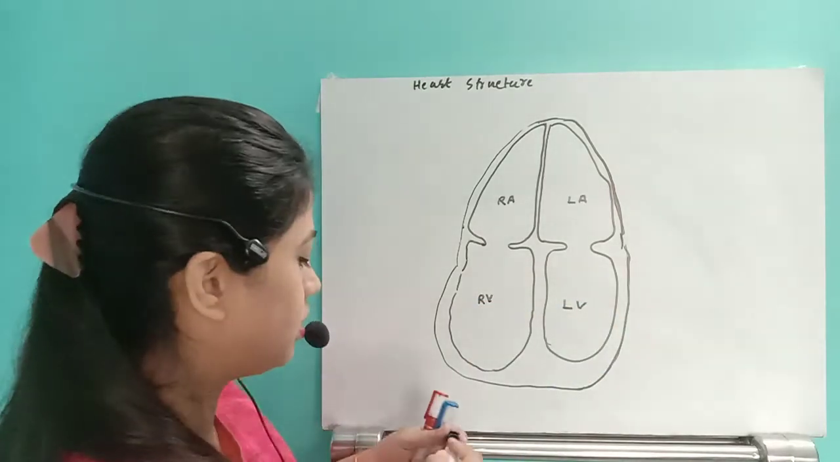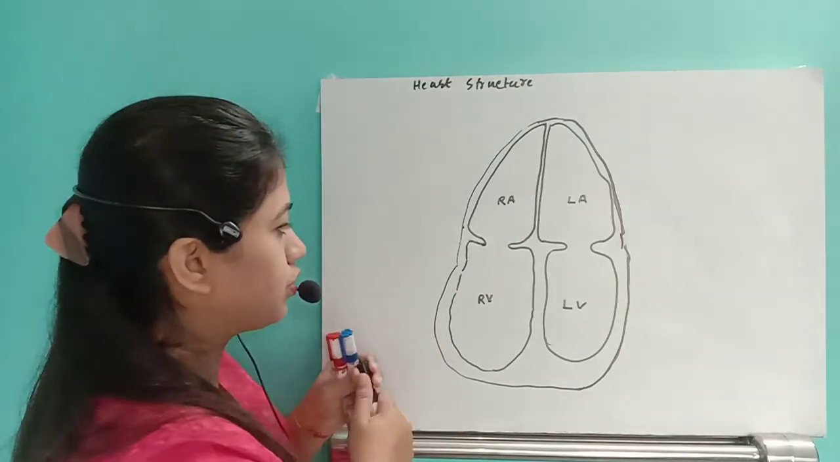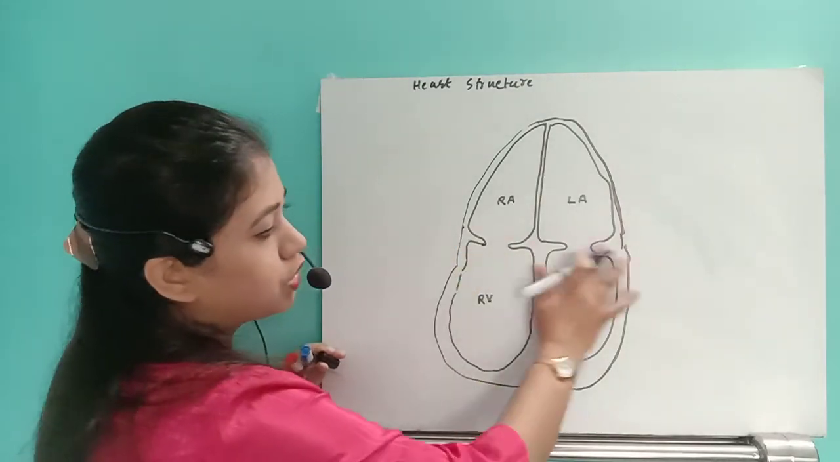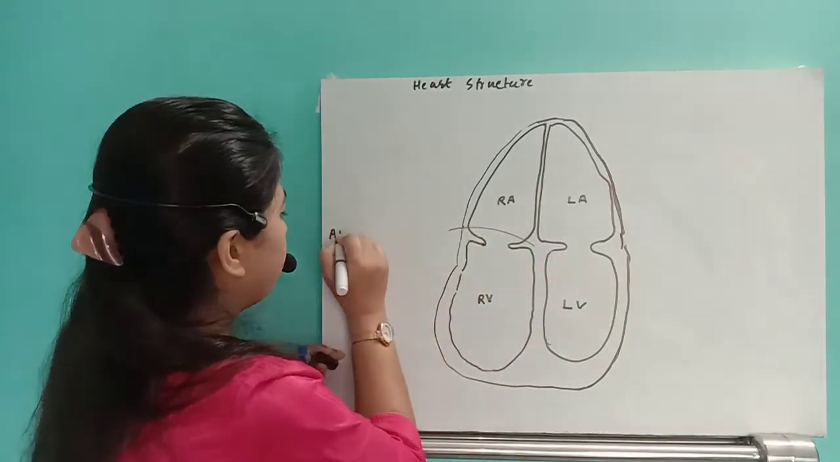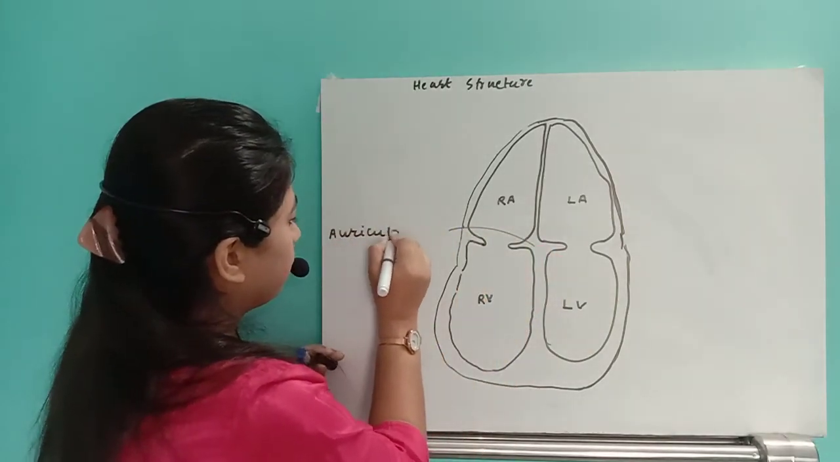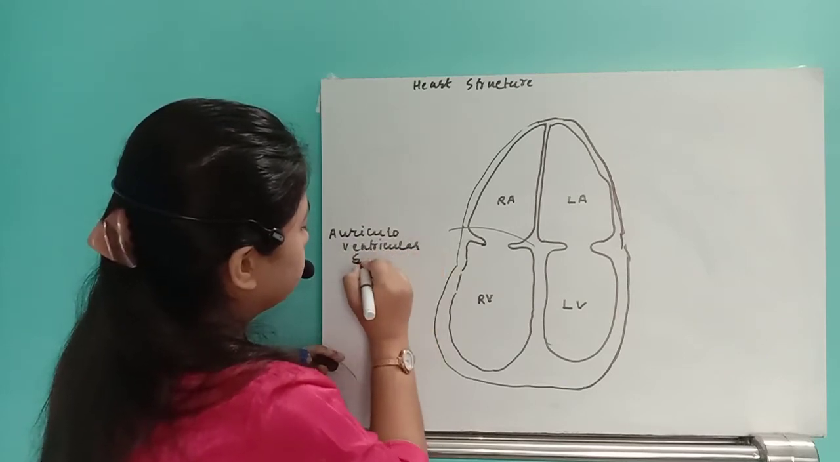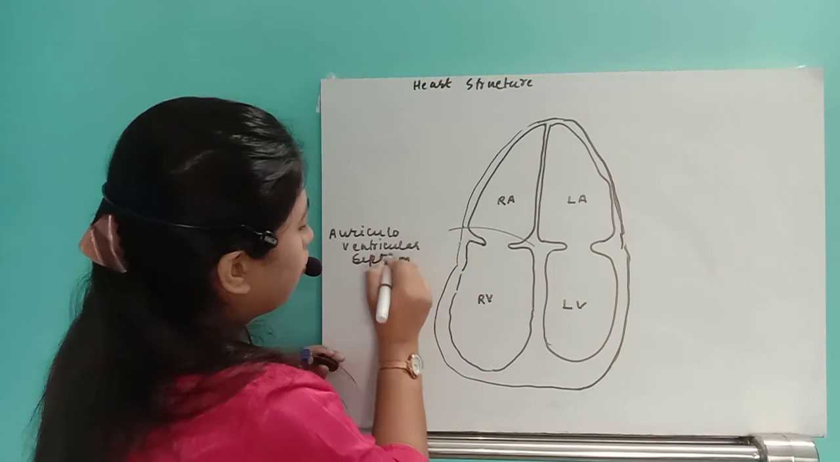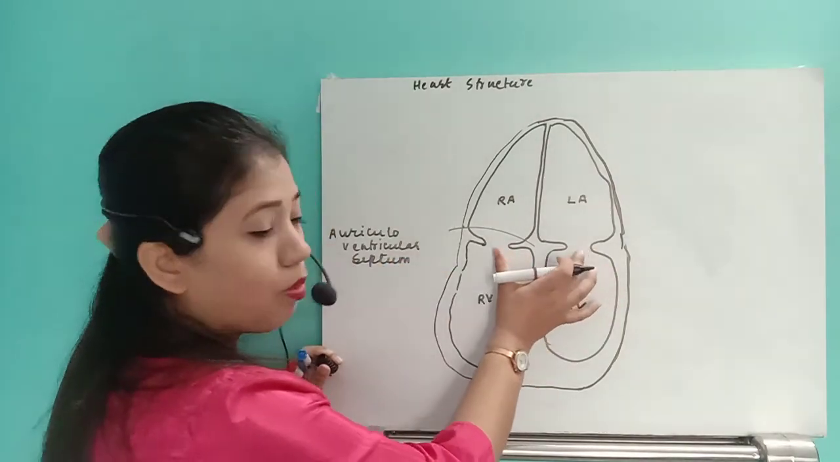To separate the two auricles and the ventricles, what we are going to have here is the auriculoventricular septum. In the auriculoventricular septum, we will see two openings.